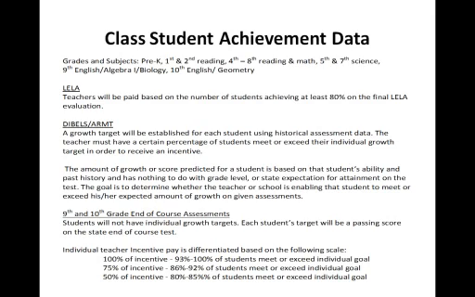For DIBELS and ARMT, a growth target will be established for each student using historical assessment data. The teacher must have a certain percentage of students meet or exceed their individual growth target in order to receive an incentive. The amount of growth or score predicted for a student is based on that student's ability and past history and has nothing to do with grade level or state expectation for attainment on the test. The goal is to determine whether the teacher or school is enabling that student to meet or exceed his or her expected amount of growth on a given assessment. So again, AYP, achieving benchmark for DIBELS, or achievement levels of ARMT are not used in this.